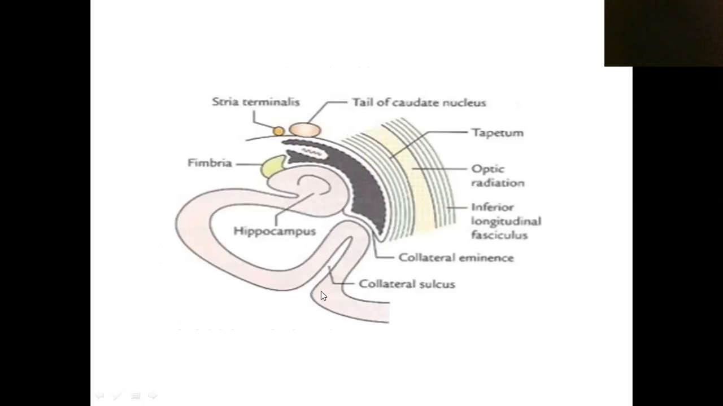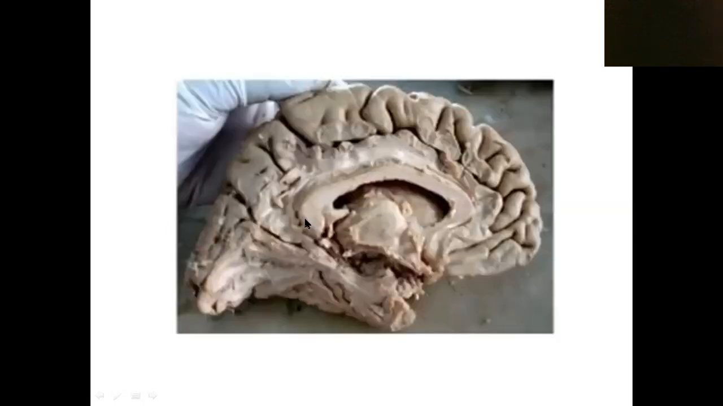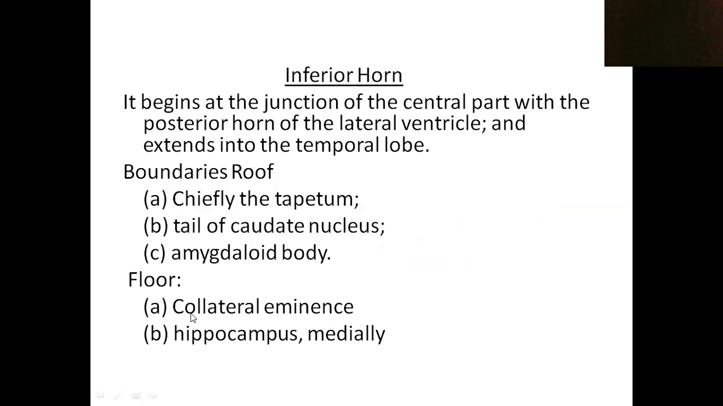I told you about it along with the inferior surface of the cerebrum. What is meant by collateral sulcus? See, this one is a collateral sulcus. This collateral sulcus produces one elevation here in this ventricle, or this bulging, known as the collateral eminence. The next bulging is produced by the hippocampus. So the floor is formed by the collateral eminence and the hippocampus.